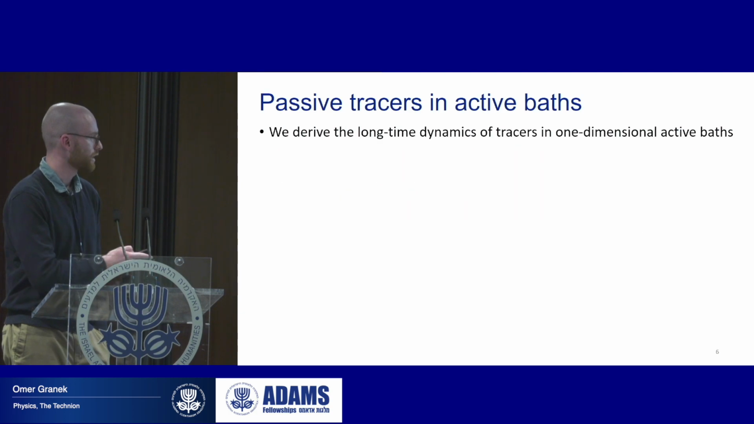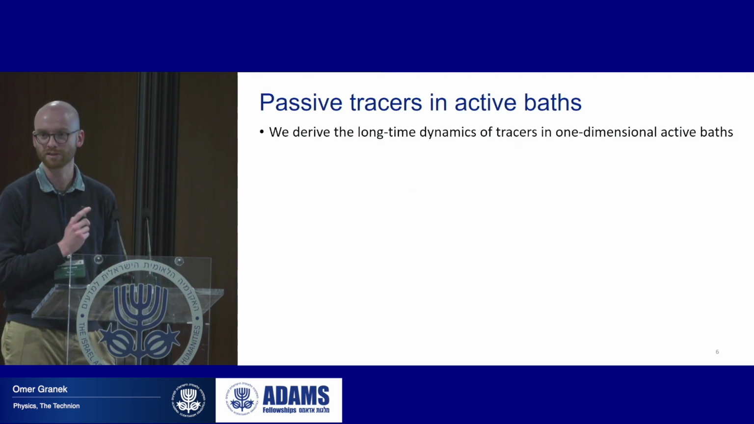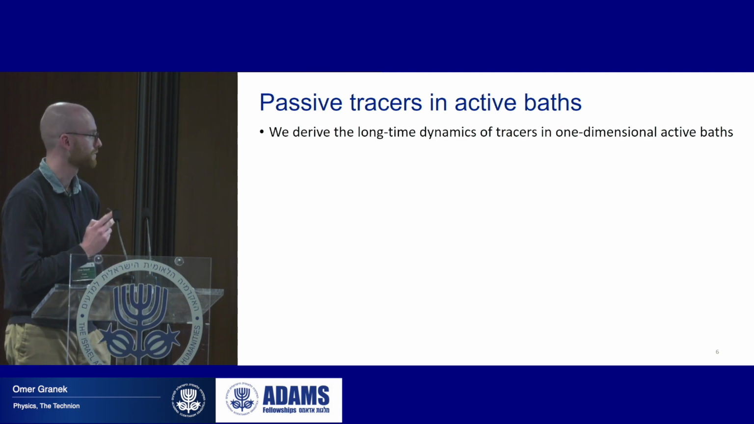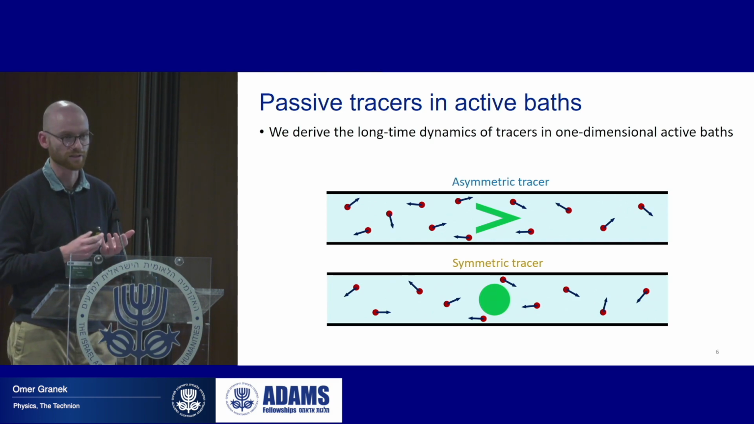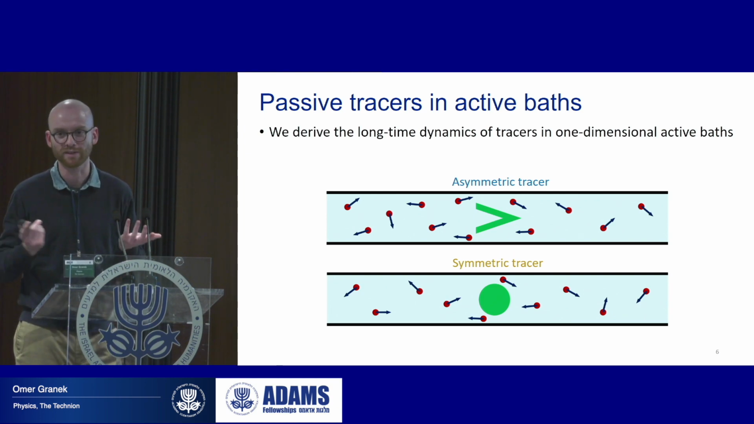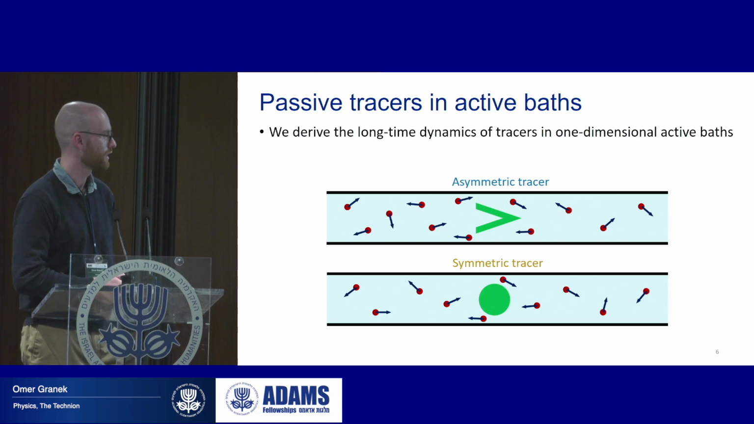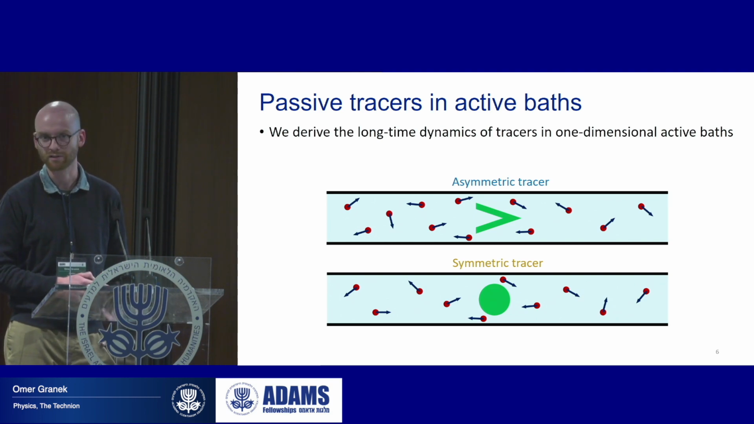So this is where we come in. We derive systematically the long-time dynamics of such a tracer particle in an active bath, and we do this in one dimension. So you should imagine a long, narrow channel filled by a viscous medium. Let's say something which is, on macroscopic scale, similar to honey, but microscopically it could also be water. And in the middle, there's a large passive tracer surrounded by many small active particles.